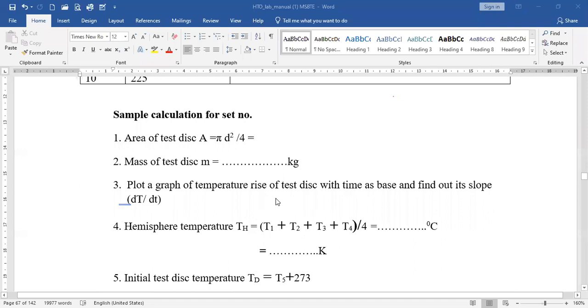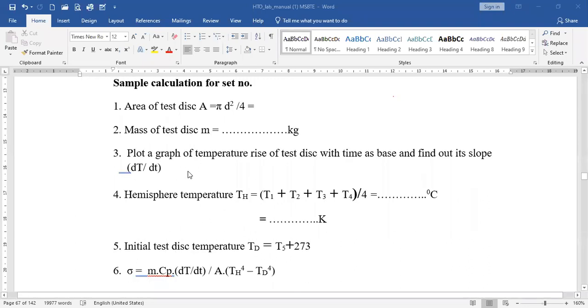Then we can calculate the area of the disk. The diameter is given. Then we can calculate the area with the help of pi by 4 d square. Then the mass of the test disk is already given by the company or manufacturer in kg. Then plot a graph of the temperature rise of the test disk with time and find out its slope.